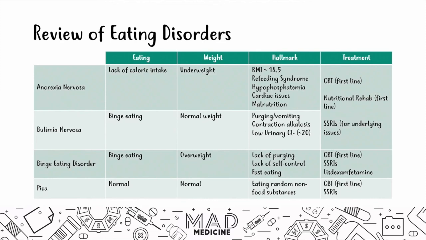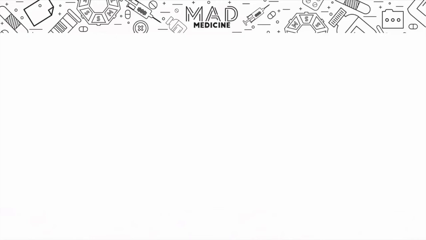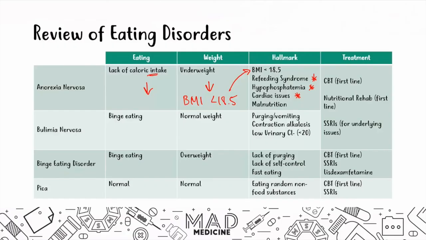In anorexia, you're going to have a lack of caloric intake leading to someone being underweight, right? So BMI is going to be less than 18.5, which I've written right here too, but I just wanted to write it twice so you guys can see it. Hallmark things to watch out for: refeeding syndrome, hypophosphatemia, very, very important, hypophosphatemia, as well as hypokalemia, and any other electrolyte imbalances across the board will happen in any eating disorder issues. They can also have cardiac issues, which is the main cause of death, and malnourishment.